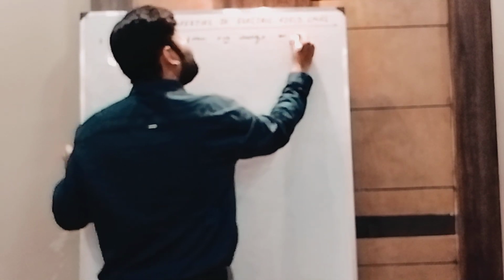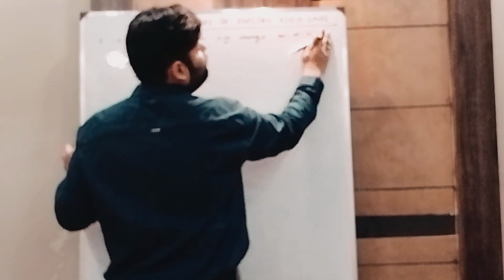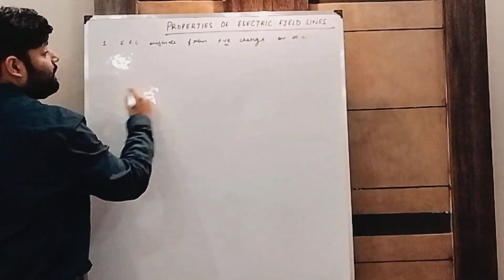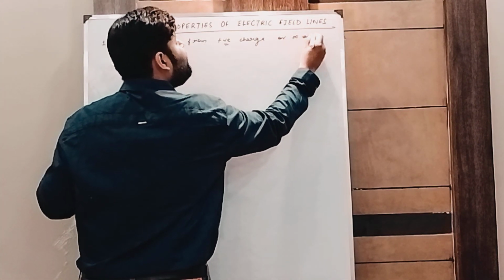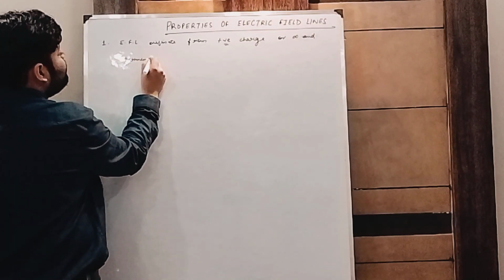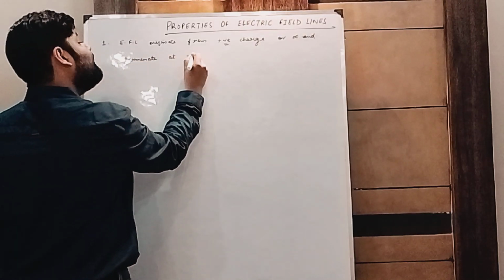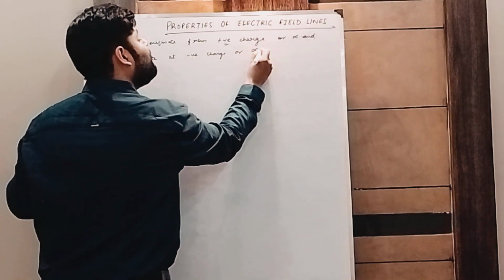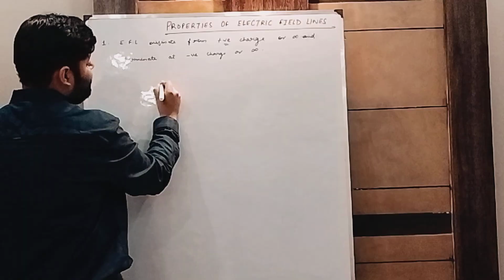But here is something extra for you to remember. Electric field lines originate from positive charge or infinity and terminate at negative charge or infinity. Terminate at negative charge or infinity. Now let me make you understand this little thing.